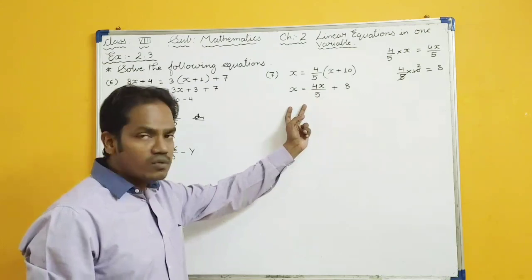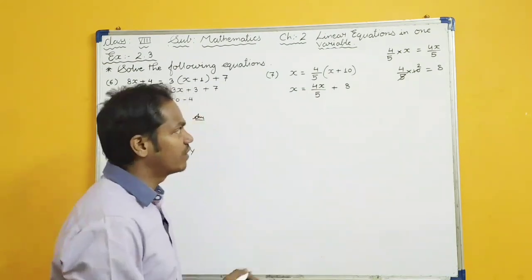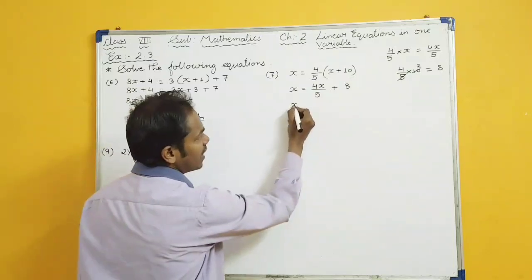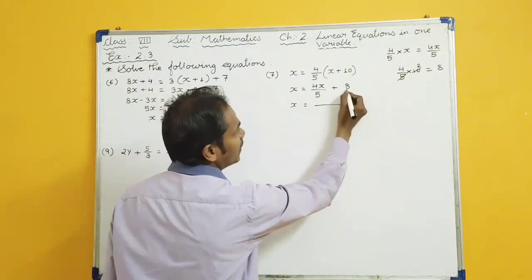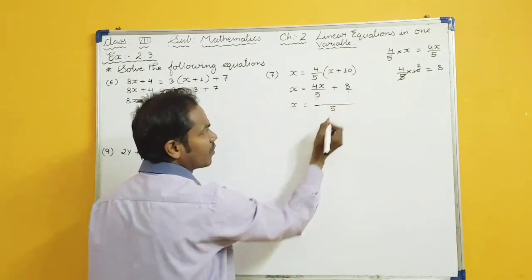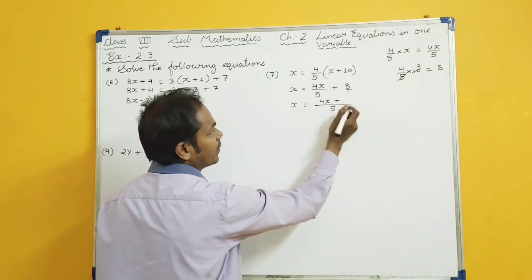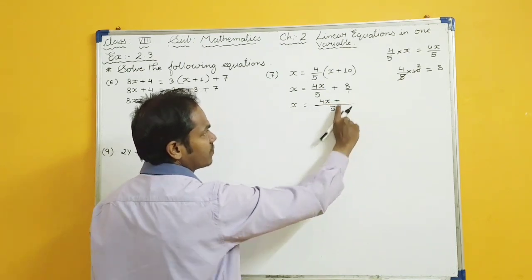You can shift your values, then take LCM, or first you can take LCM, then shift your values. You will get the right answer. So first I am taking LCM. Nothing is there means 1. LCM of 5 and 1 is 5. So here 4x plus, in table of 1, 1 5 is 5.